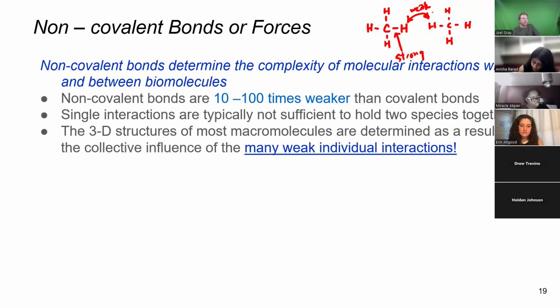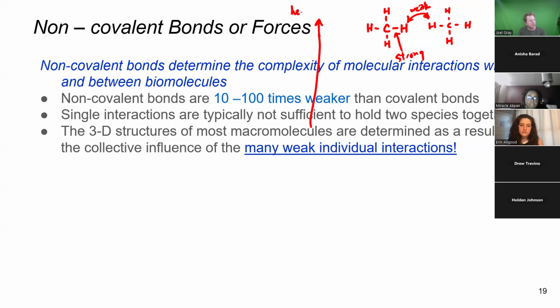Single interactions are typically not sufficient to hold two species together. The 3D structure of most macromolecules is determined as a result of the collective influence of many weak individual interactions. That sentence, that bullet point, is a mouthful. What I want you to take away is that when we think about biological macromolecules, and I'm going to give you an example, a protein, actually, a specific example.